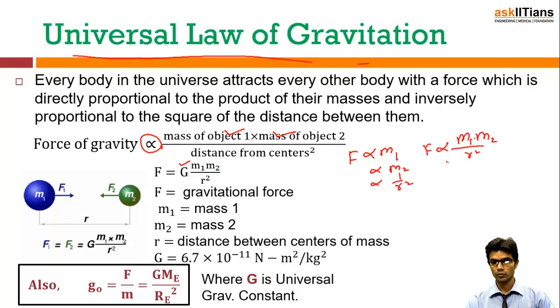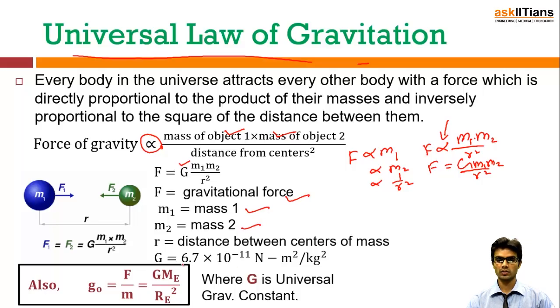So here we are introducing a proportionality constant. F is equal to G, where G is the proportionality constant. So F is equal to G m1 m2 by r square. Here F is the gravitational force, m1 is mass 1, m2 is mass 2, and r is the distance between the centers of the masses.